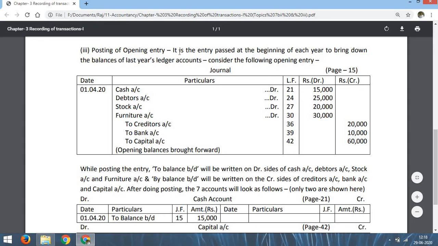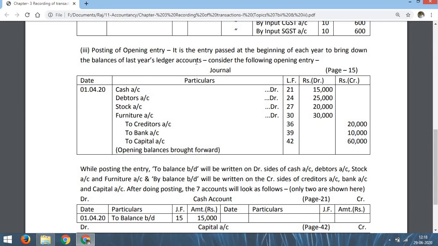year. So it is the entry passed at the beginning of each year to bring down the balances of last year's ledger accounts. That means last year we have some ledger account balances on 31st March. These account balances are to be brought forward or brought down on 1st of April of this year. So remember, opening entry is always passed on the opening date. This is the opening date, 1st April 2020.